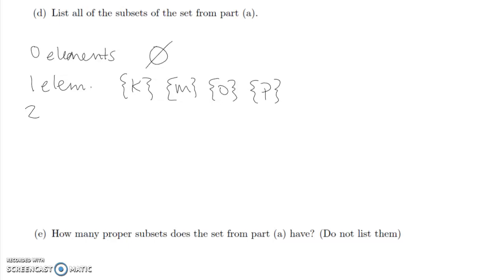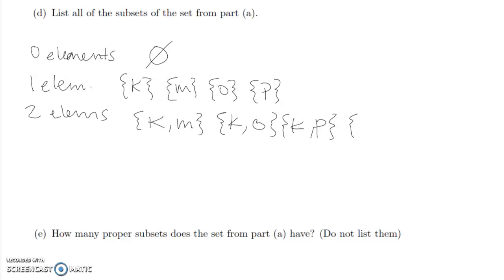We could have 2 elements. So I could do ketchup, comma, mustard, ketchup with onions, ketchup with pickles. So that's all the ones that have ketchup in it. Now let's keep going down the list. What about ones with mustard? Well, we already did mustard with ketchup. Now we can do mustard with onions. We can do mustard with pickles. So that's all the ones with mustard.